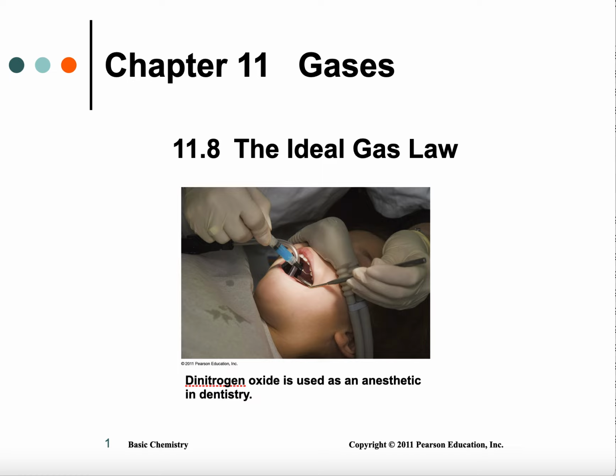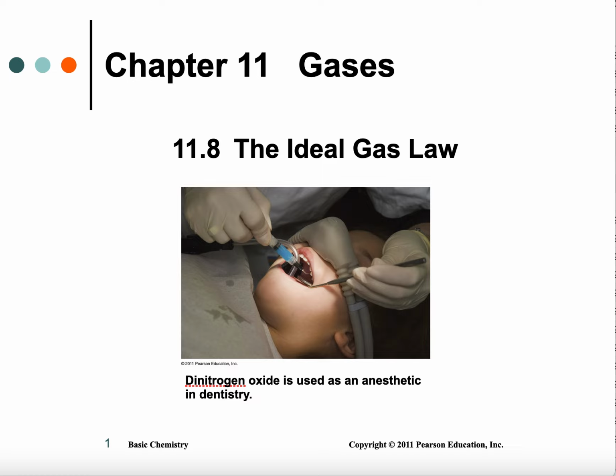This is section 11.8, the ideal gas law. What you'll see in class is that I always introduce the gas laws with this section. I think it's the easiest. You can extract all the other gas laws from this.